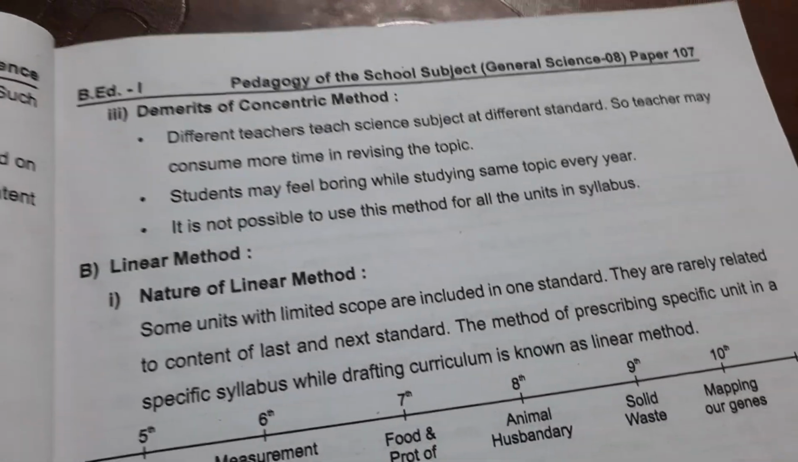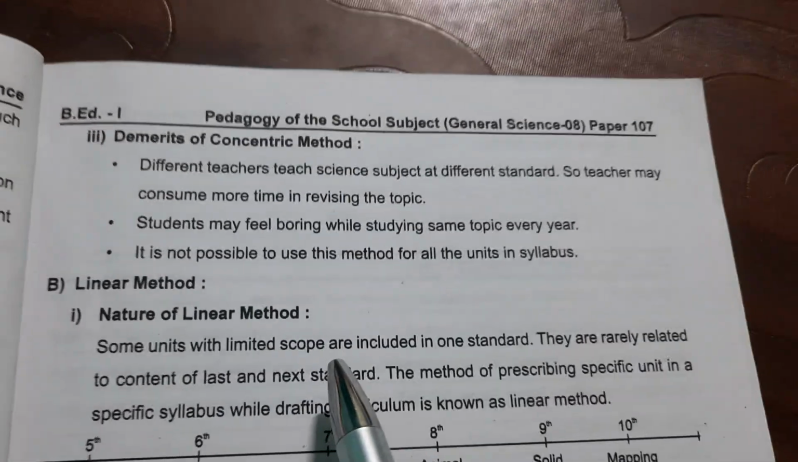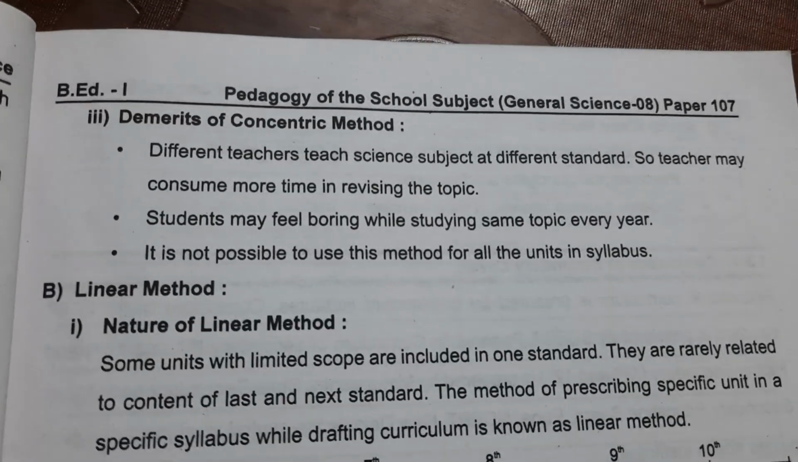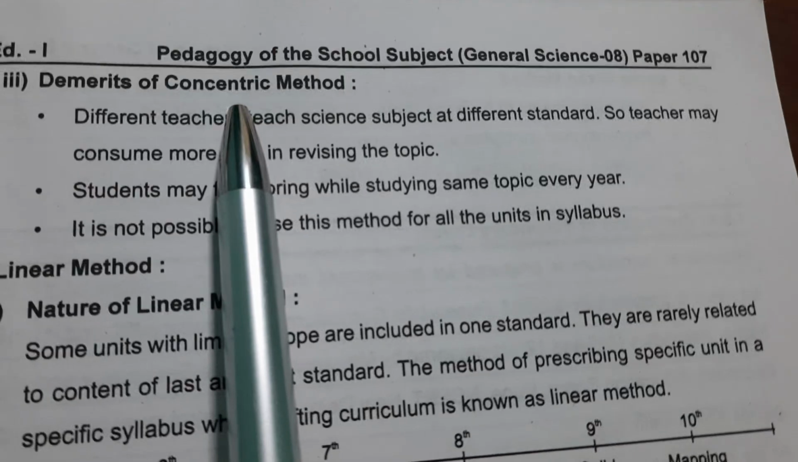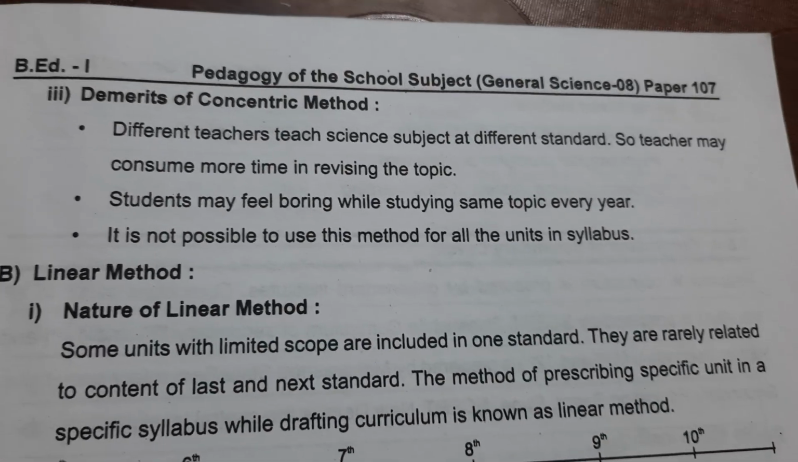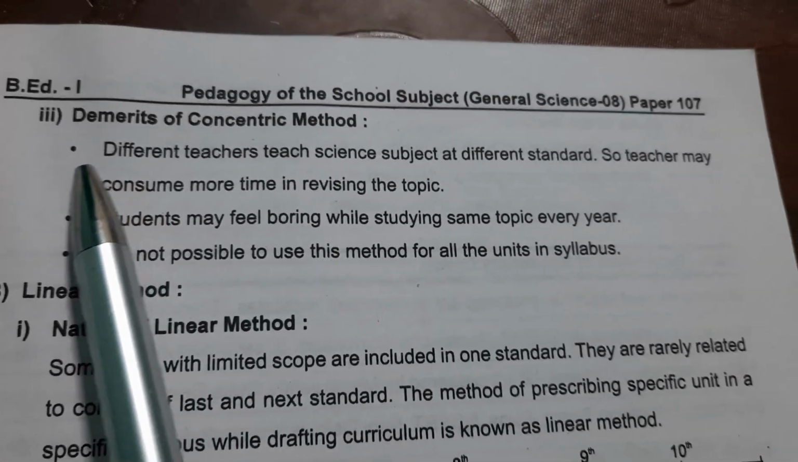So let us continue it here. You all can write down. All this important note you all can write down. We have the demerits of the concentric method. Okay, under that there are 3 points.